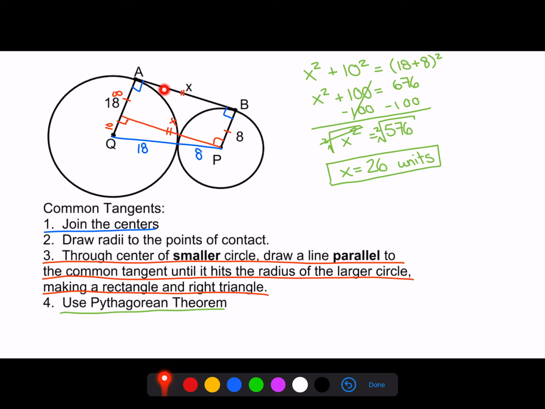But we're trying to find out A to B, which is also x. And they should be the same distance since it is a rectangle. So A to B should be 26 units overall.